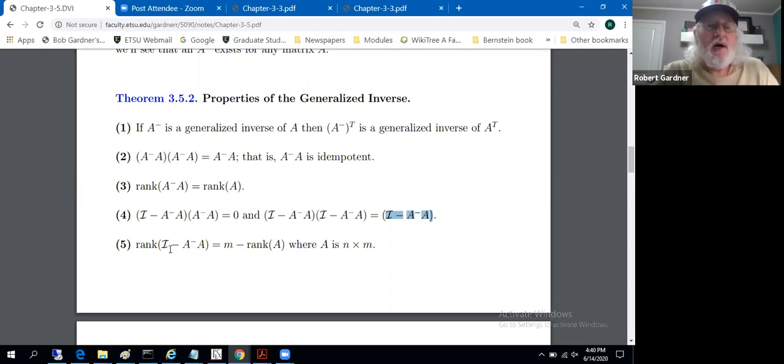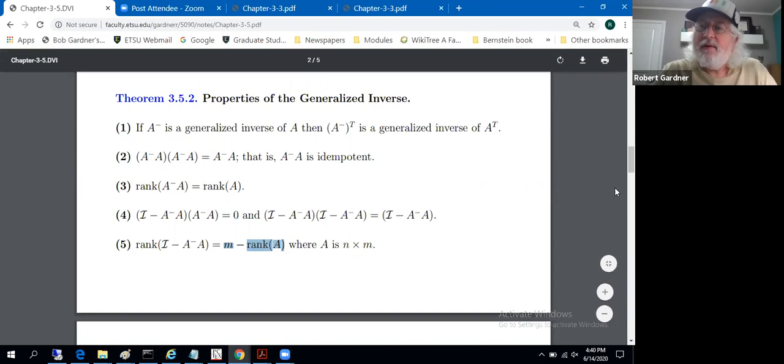The rank of this I minus generalized inverse of A times matrix A, the rank is M minus the rank of A. Remember, M came up in the conversation as the number of columns of matrix A. So the rank of this thing is the number of columns of A minus the rank of A. And you saw in sophomore linear algebra, this little amount here ought to totally remind you of what we call the nullity of a matrix, which I think we're about to define.